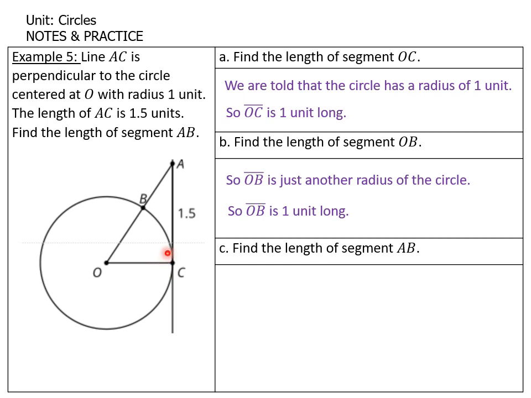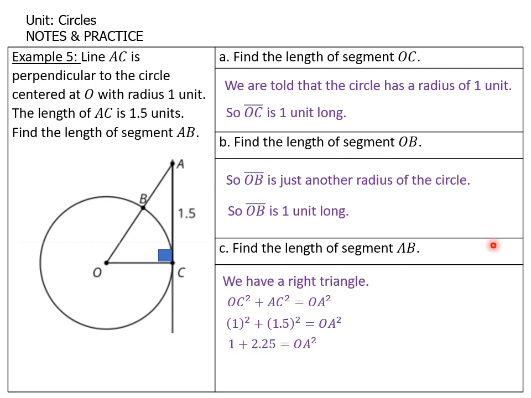It meets perpendicular, so this is 90 degrees. So this is a right triangle. So that means OC squared plus AC squared should equal OA squared. Well, OC is 1, AC is 1.5, and I don't know O to A. I know part of it. I know O to B is 1, but we can't get the whole thing yet.